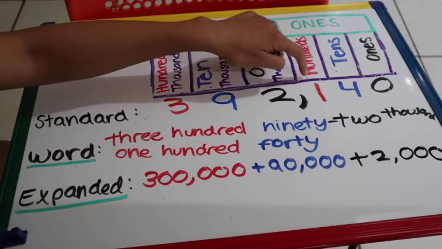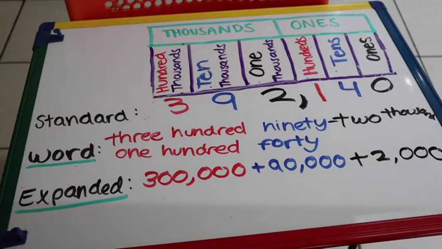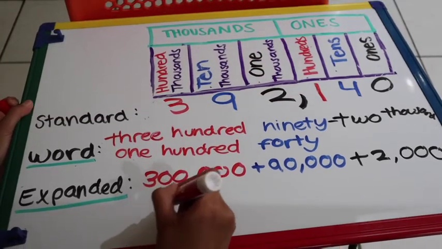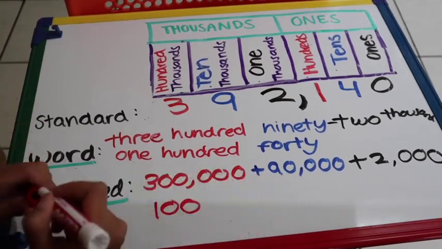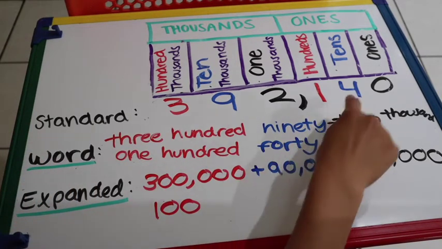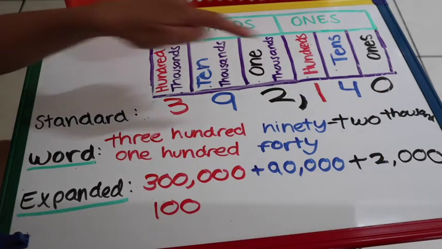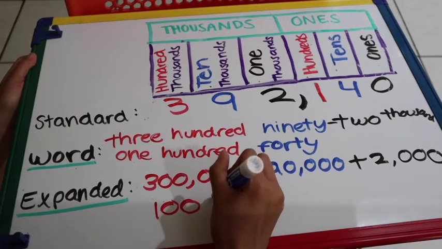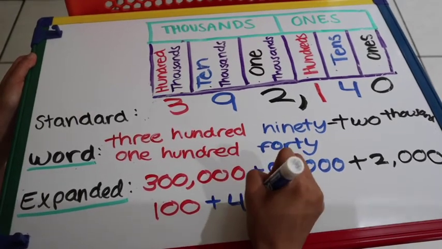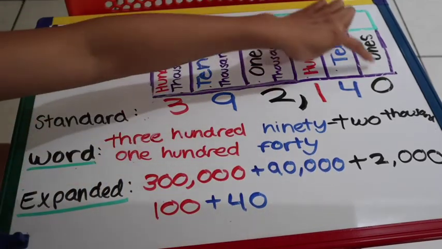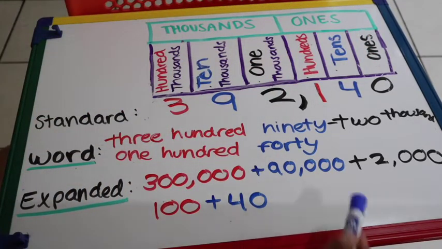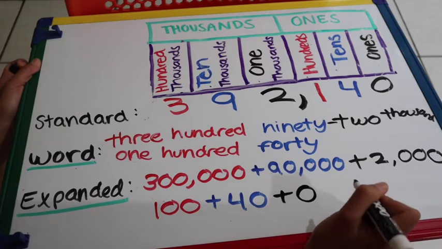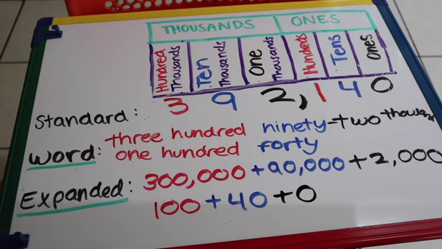Okay, now we can go over here to our hundreds place. We have 1 group of 100, so that would just be written as 100. And then 4 groups of tens. Well, what is 4 groups of tens? 4 times 10. That would be 40. And then last but not least, we have 0 groups of 1. So you can write nothing, or if you want, you can just write plus 0. That is your first example.